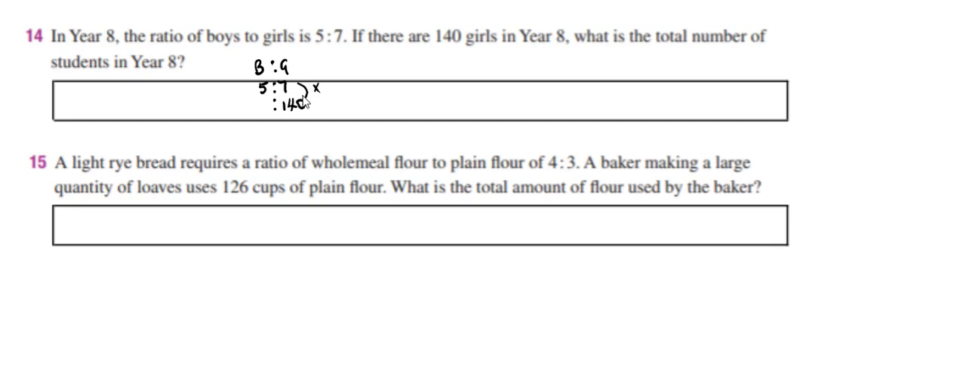I times it by 20. I'm going to do a similar thing to the left hand side, times that by 20 and get 100 boys. So 100 boys plus 140 girls will give me 240 year 8 students.